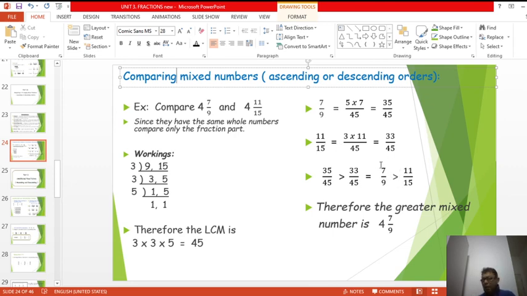So that's our answer. We're not finished yet. Why? These are just fractions, right? You must remember, don't forget to write the whole number. Therefore the greater mixed number here is 4 and 7 over 9. I hope you understand this, because don't worry, we'll be having more practice on this.